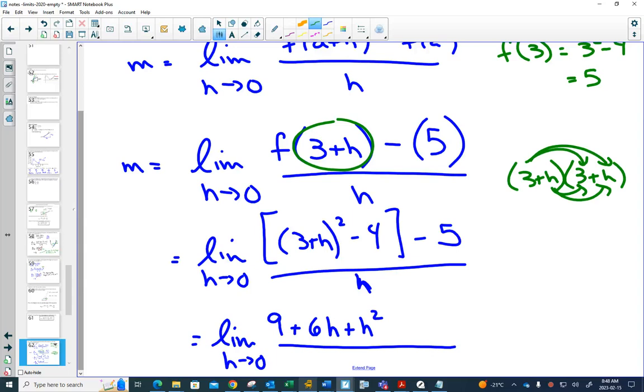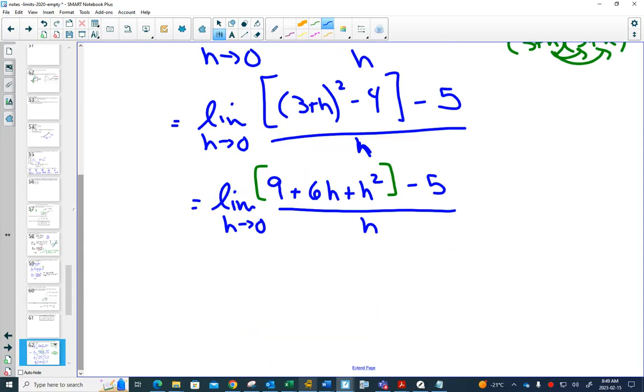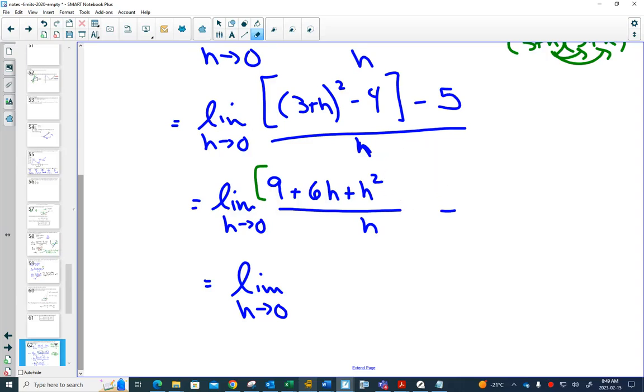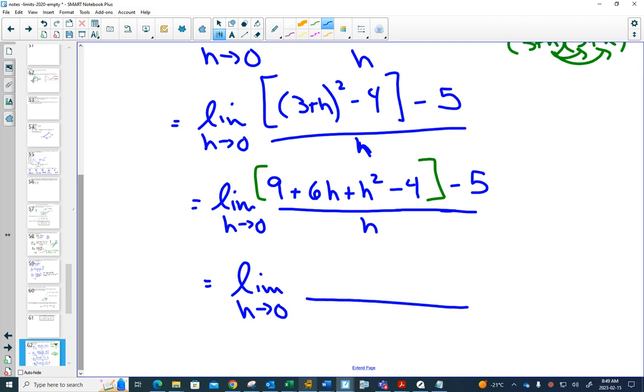So I still have this. That would be what's in that square brackets. Minus the 5, still all divided by h. We have to keep writing this limit as h goes to 0 until we get to a point. Oh, I forgot the minus 4. Yes, thank you for noticing. That minus 4 would still be there. That's where the bracket would close. Minus 5. So we still have to have that h there. I hope you can see that 9 minus 4 minus 5 will be 0.